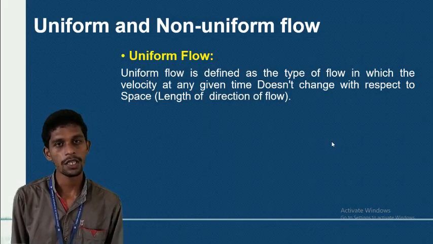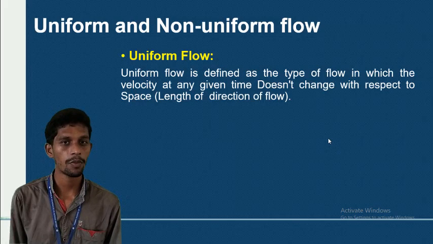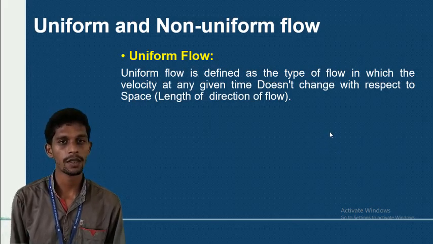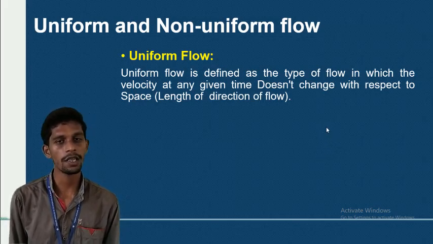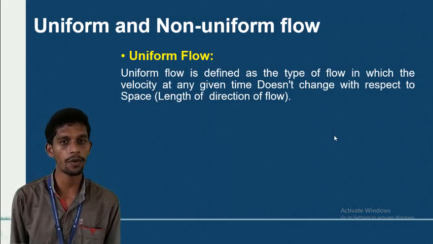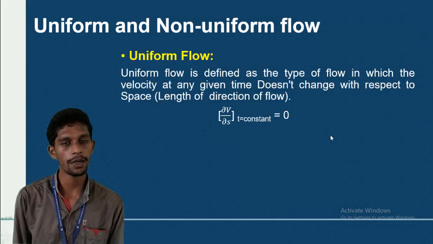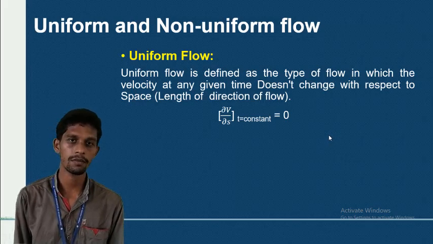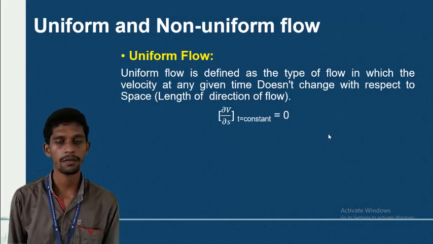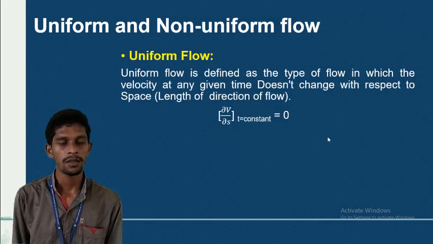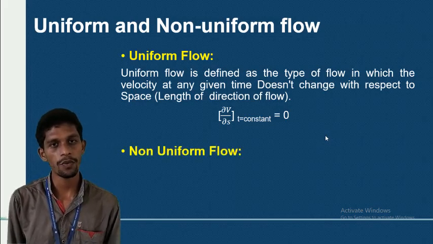So if the cross section changes but properties like velocity do not change, it is called uniform flow. What about non-uniform flow? The condition for a uniform flow is ∂V/∂S equal to 0. That means it is constant with respect to space. So non-uniform flow is quite the opposite.